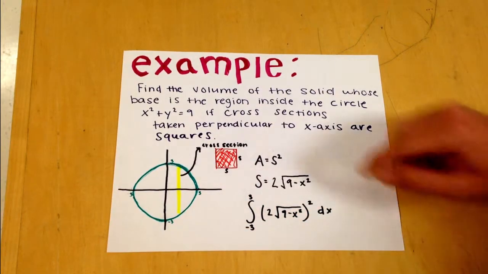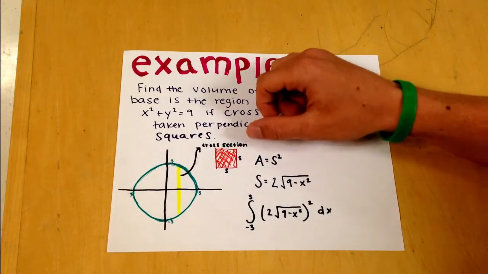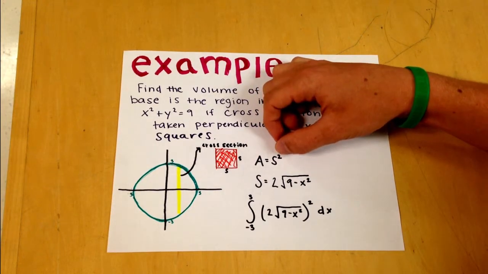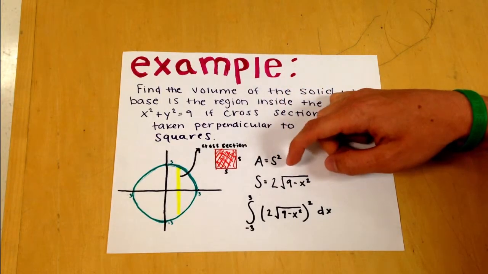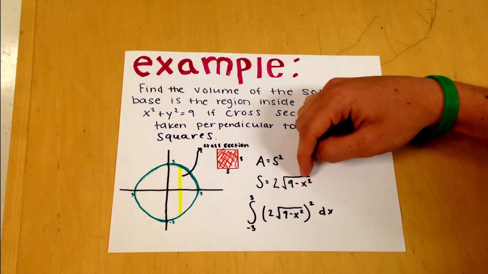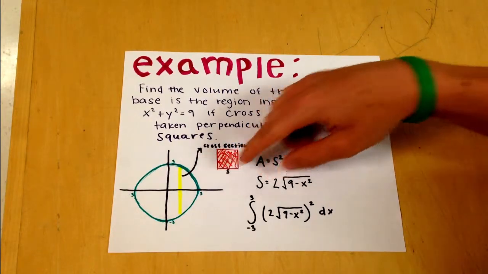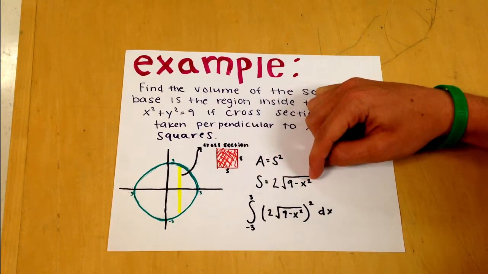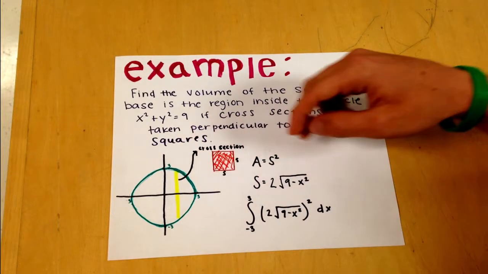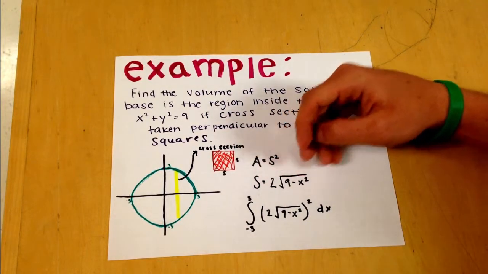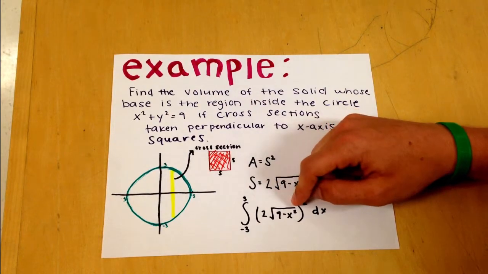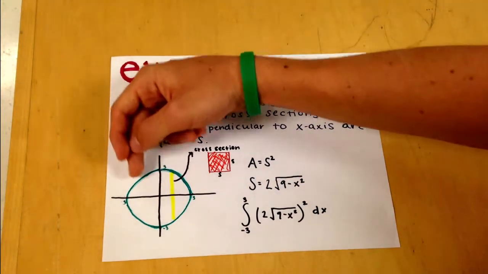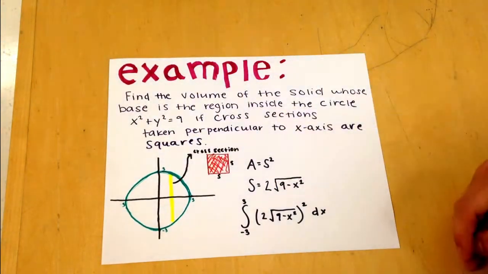And then after that, we have the side formula for a square, so the area is equal to the side squared. So then we have to find the actual side, and so the side is equal to 2 times the square root of 9 minus x squared, which we explained earlier with the semicircles, and then you just plug that side into this general formula and put it in your integration. And also note that this goes from -3 to 3.